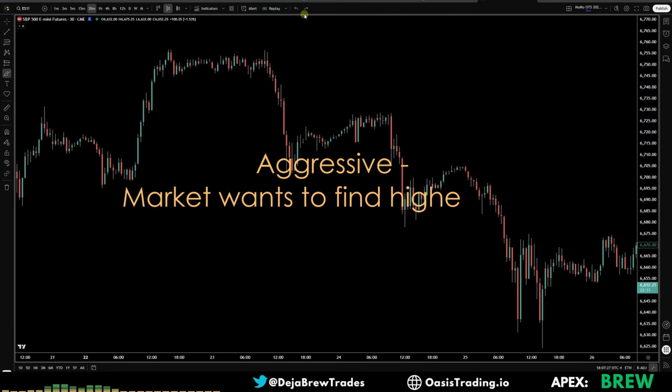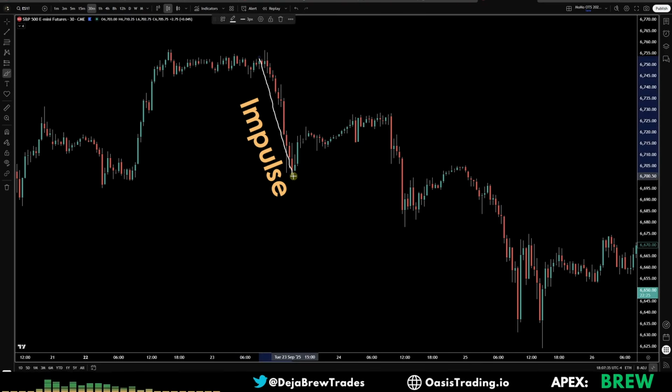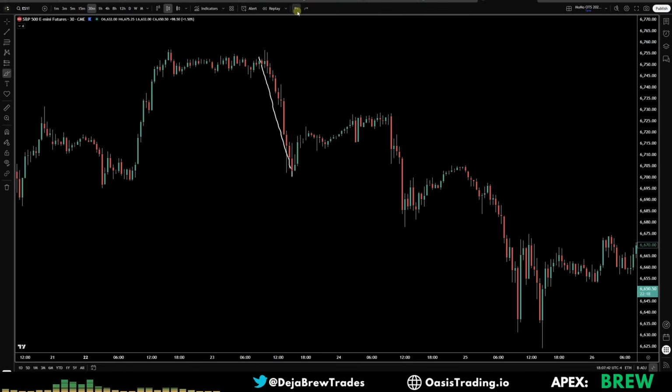If the market wants to find higher value or lower value, then it wants to be more aggressive. You have these impulses during the aggressive movement, and you have these ranges during the more responsive movement. So basically, when we're looking for higher highs, lower highs, all that stuff, we want to be finding where those impulses are creating levels, right? Where they're creating those highs and lows.